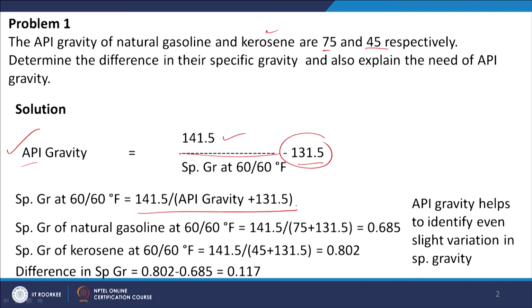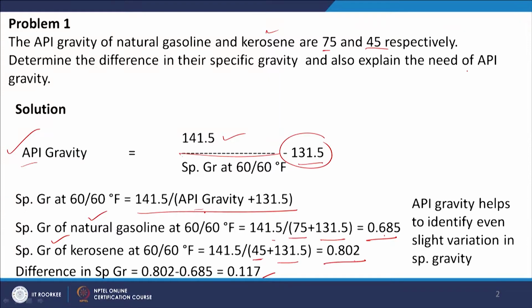For natural gasoline we have degree API 75, so we put in this 75: 141.5 divided by (75 plus 131.5). We are getting 0.685. In the case of kerosene we have the same formula, and we put degree API as 45 as given, plus 131.5. So, it is becoming 0.802. Then what is the difference? This minus this, we get 0.117. This is the difference in the specific gravity of these two oils.